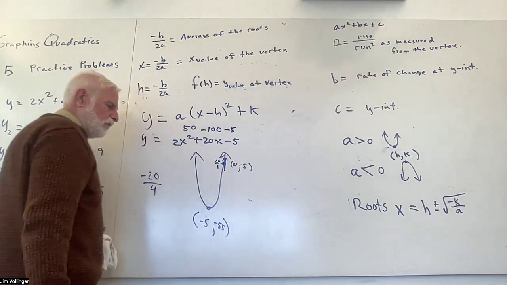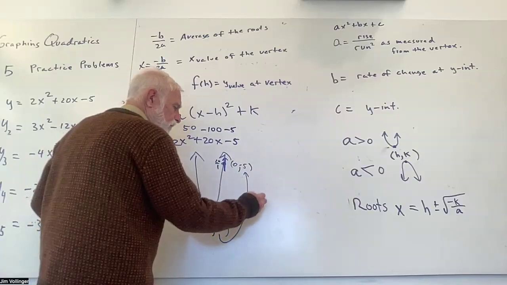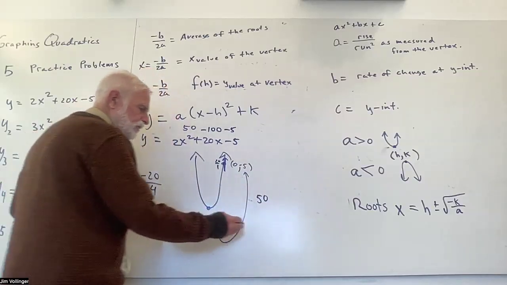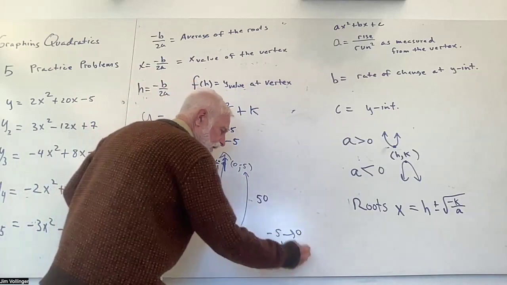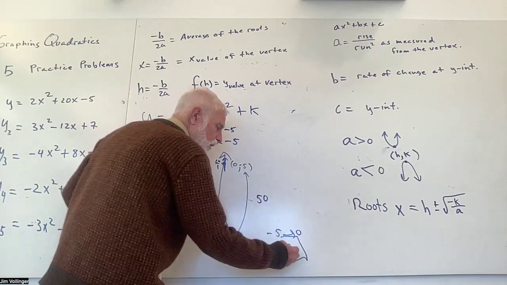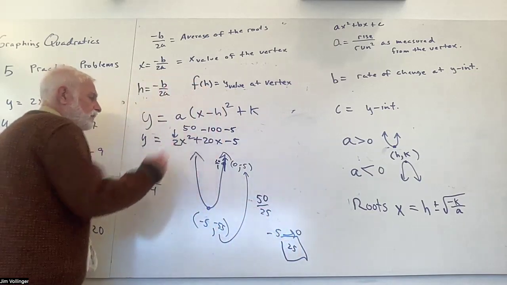Let's do a quick rise over run squared. The rise, negative 55 to that, is 50 units. And the squared change from negative 5 to 0, squared change is 25. And 50 divided by 25 gets us the a term.